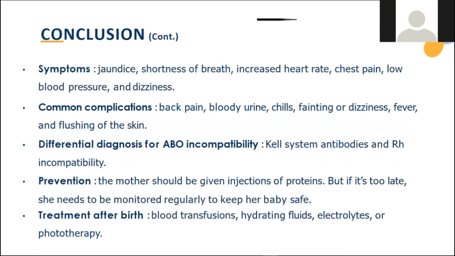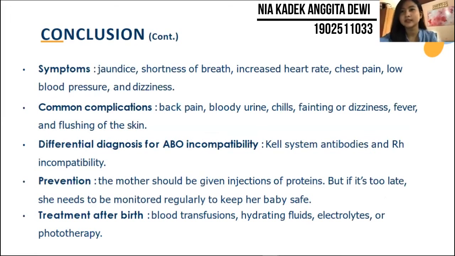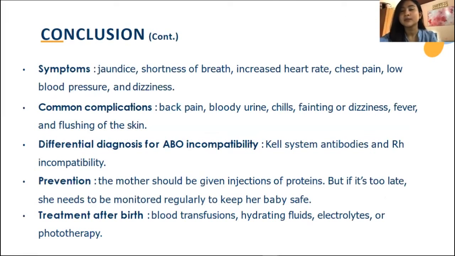Next. So the symptoms include jaundice, shortness of breath, increased heart rate, chest pain, low blood pressure, and dizziness. Common complications that can occur are back pain, bloody urine, chills, fainting or dizziness, fever, and flushing of the skin. Differential diagnosis for ABO incompatibility includes KEL system antibodies and RH incompatibility. For the prevention, the mother should be given an injection of proteins, but if it's too late, she needs to be monitored regularly to keep her baby safe. Treatment after birth includes blood transfusion, hydrating fluids, electrolytes, or phototherapy.